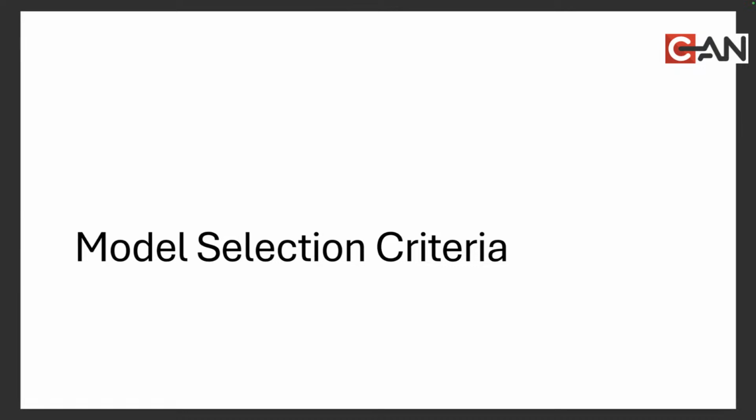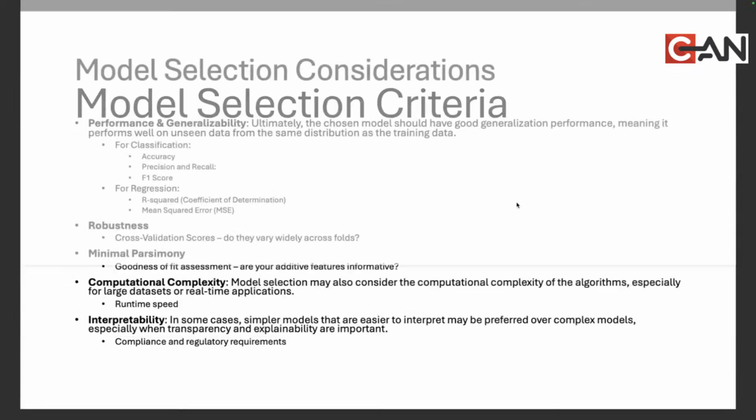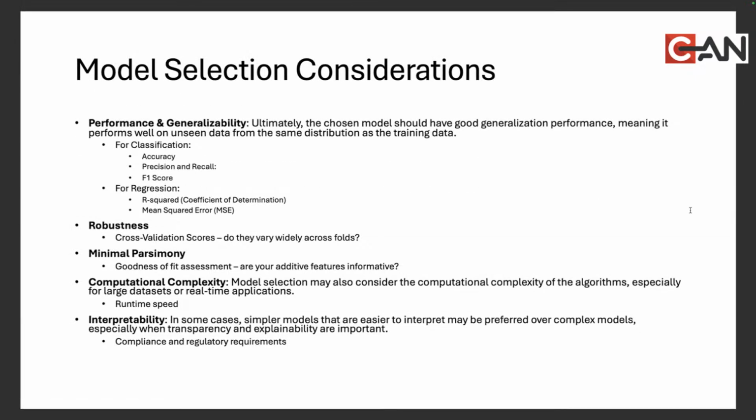Model selection criteria. Generally speaking, we've talked about how most of the time you just want the model that performs the best, right? We use our performance metric, all the metrics that you guys have been learning in this class, as a way to select the best model because it has the highest accuracy, the highest precision and recall, or the lowest mean squared error, root mean squared error.